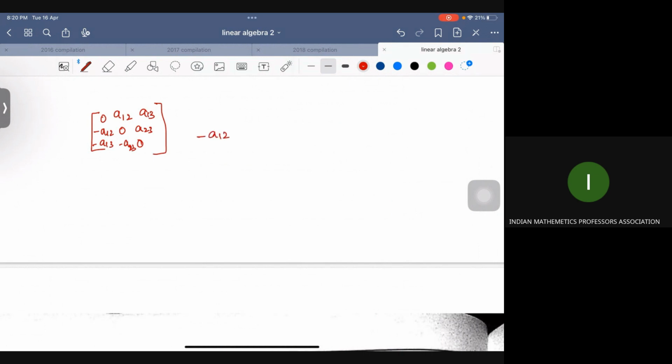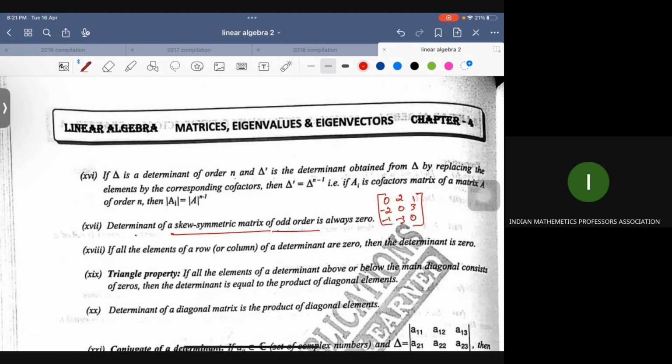By finding the determinant: 0 into something, minus A12 into minus A12 times 0 minus A23 times minus A13, plus A13 into minus A12 into minus A23 minus 0. It is A12 A13 A23 minus, plus A13 A12 A23, which is nothing but 0. So the determinant of a skew symmetric matrix of odd order is always 0.